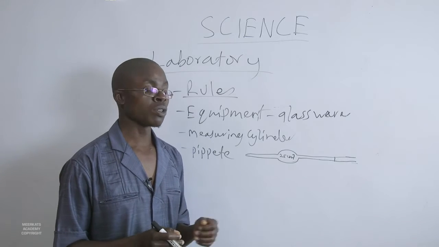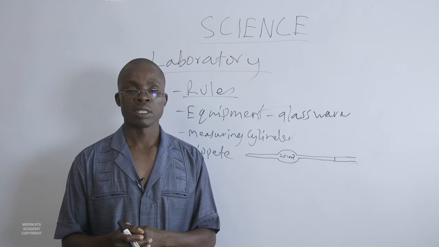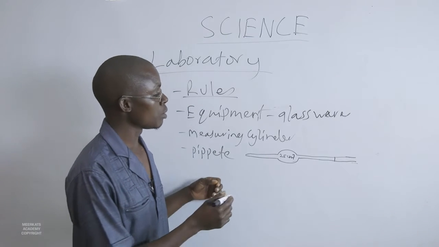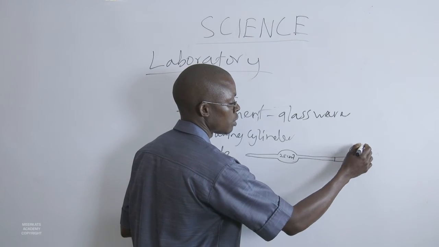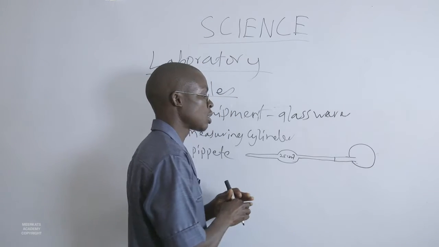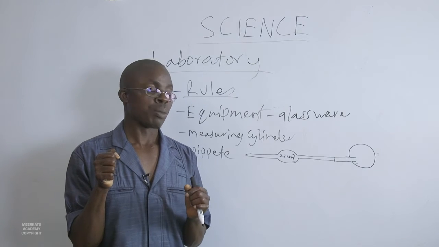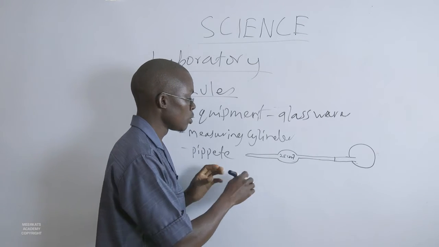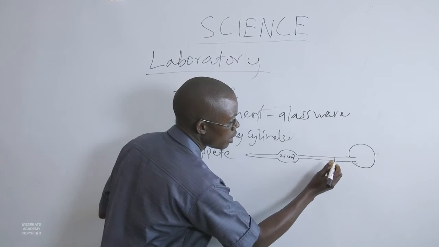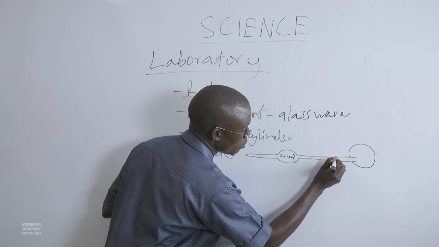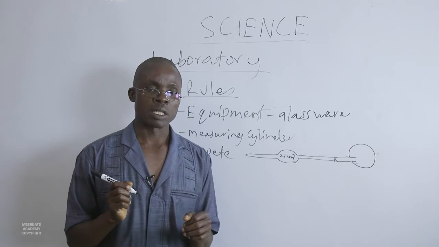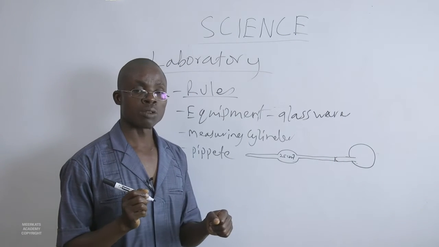So we use what we call pipette suckers. You have a pipette sucker which will be fitted at this point. So you suck using that rubber apparatus, which will move the solution until it reaches at this point, whereby it has to follow that. Remember the meniscus, how to read it.